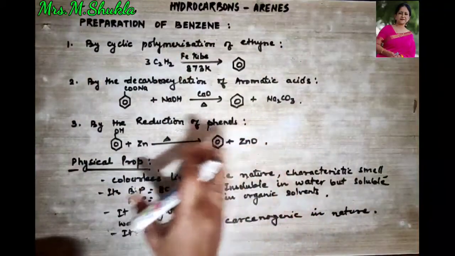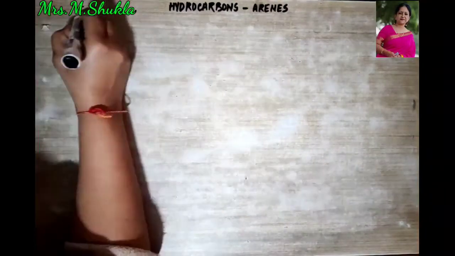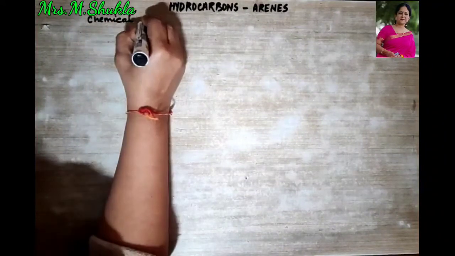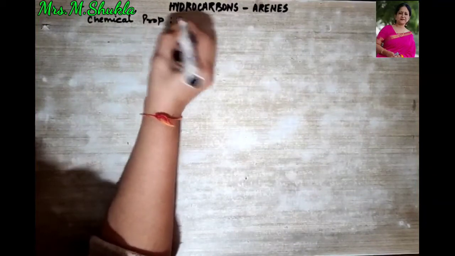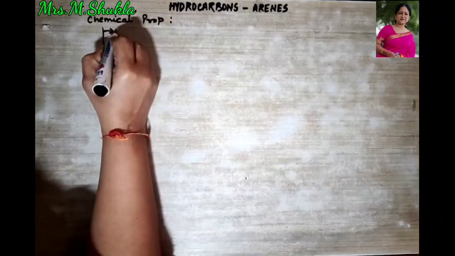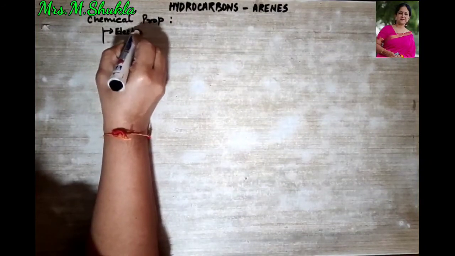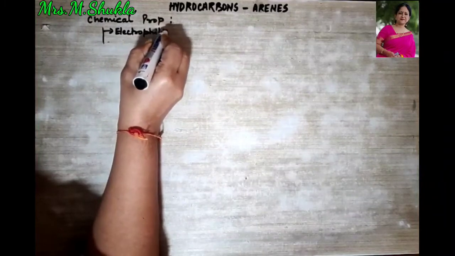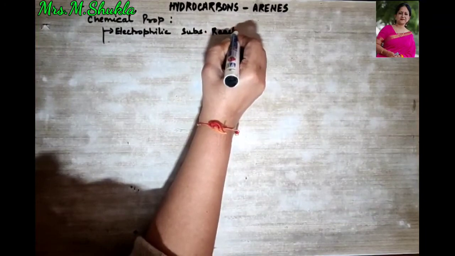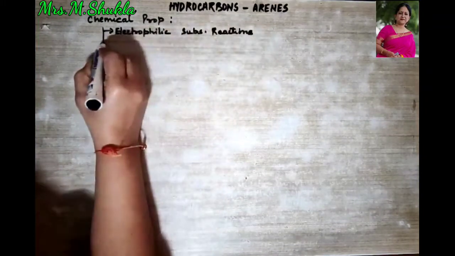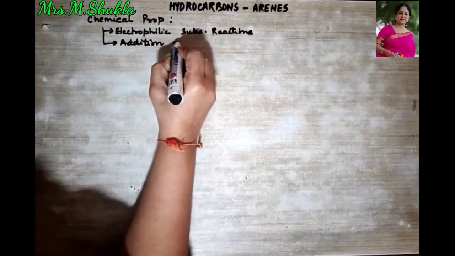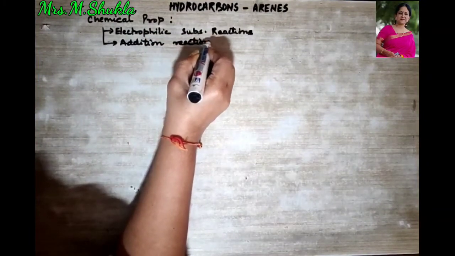Now let us understand the chemical properties. Talking about now chemical properties. Now benzene shows us 2 types of reactions. They are electrophilic substitution reactions and they also show addition reactions, okay.